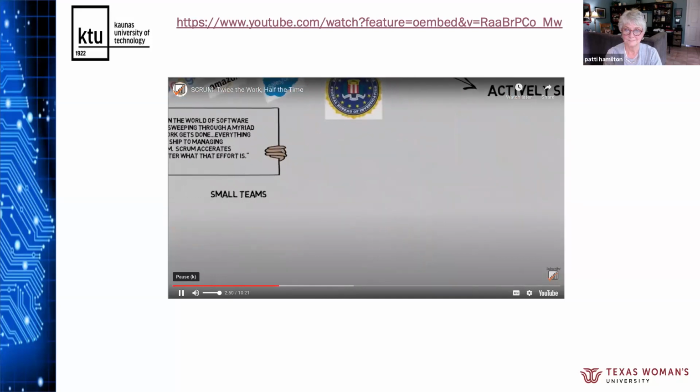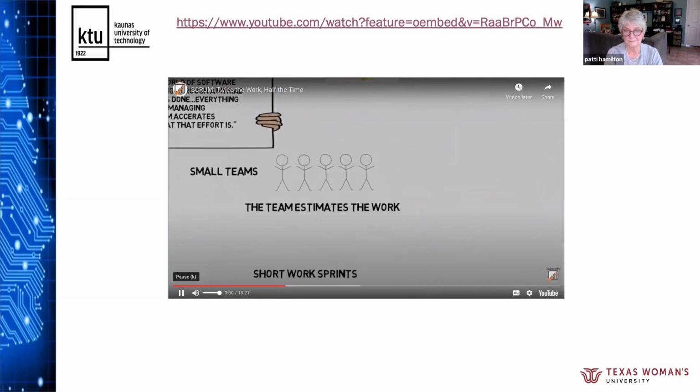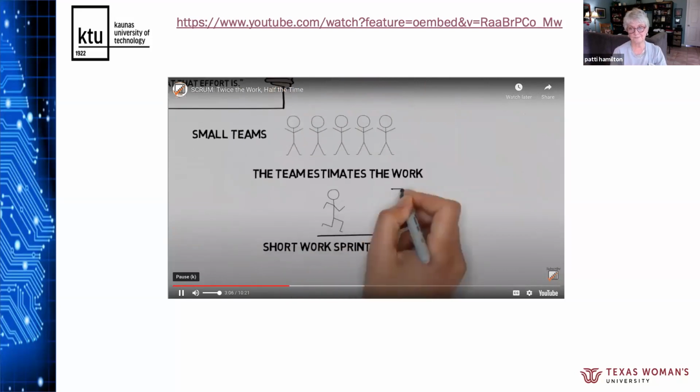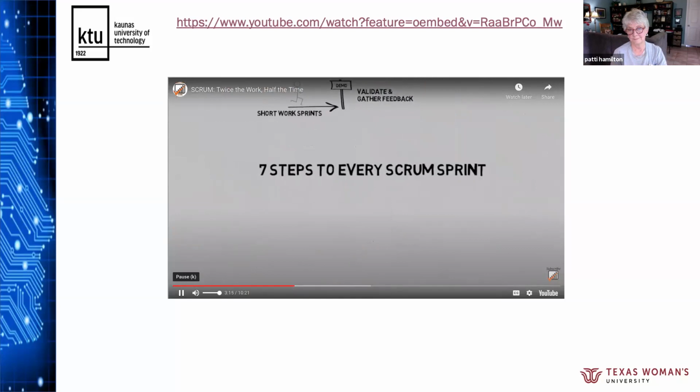On a typical Scrum project, you only see teams that are between 3 and 9 people. A team beyond 9 people cannot communicate effectively. This team is responsible for estimating the work. The people that do the work estimate the work. The team completes work in short work sprints, and they aim to demo their work at the end of the work sprints to validate their work and gather feedback.